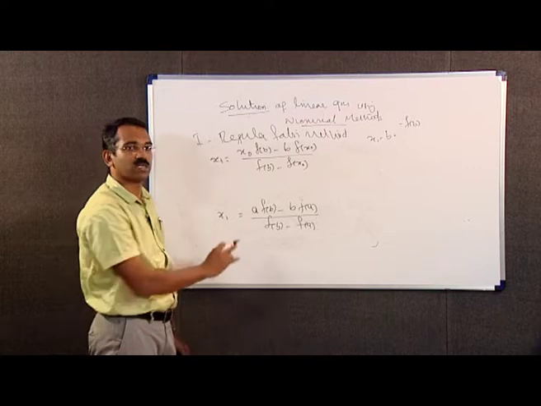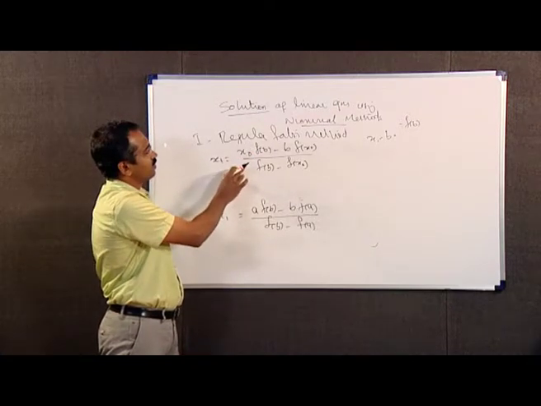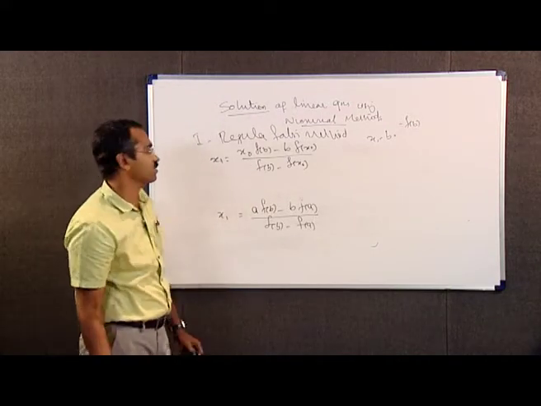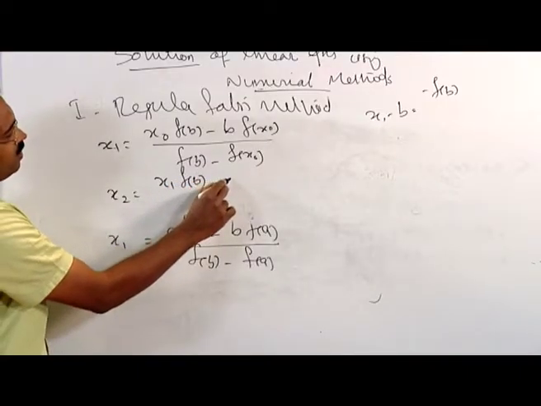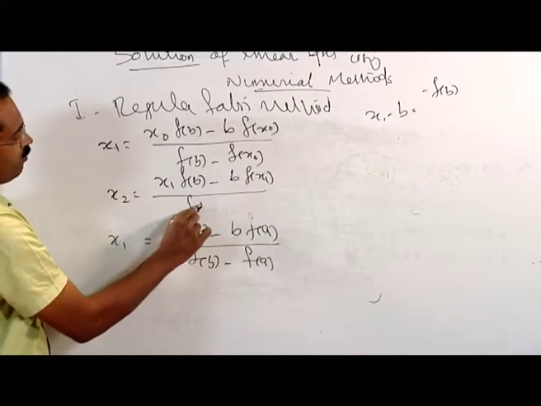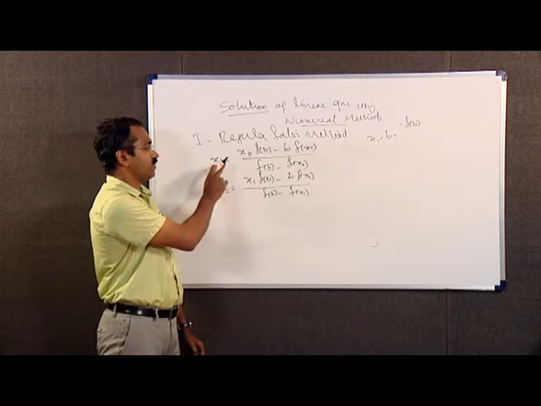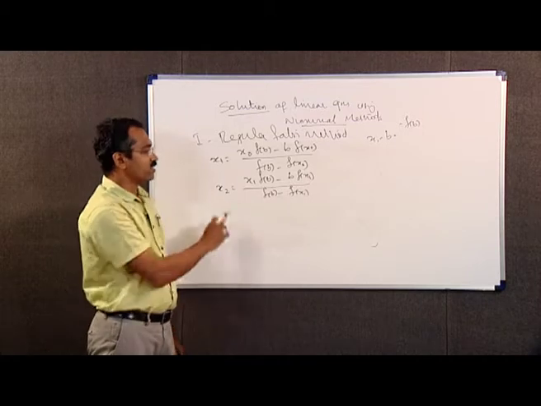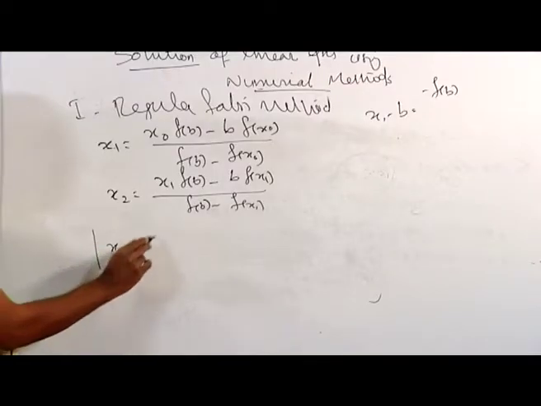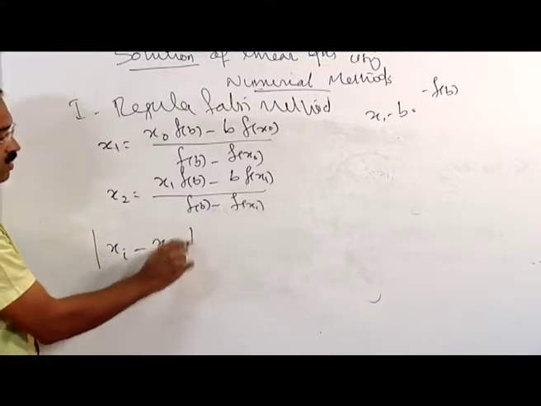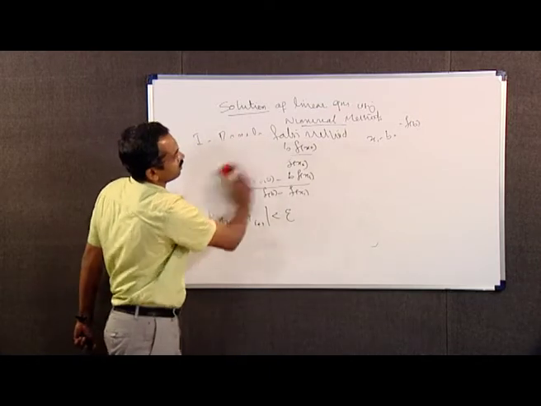Assuming x1 as an approximation of the root, a still better approximation can be obtained by replacing x naught by x1. That is, we get x2 is equal to x1 into f of b minus b into f of x1 divided by f of b minus f of x1. Here x2 is a better approximate value of the actual root than x1. This process of iteration is continued till the required accuracy is obtained, that is, modulus of xi minus xi plus 1 is less than epsilon, where epsilon is a very small positive number. This is the regula falsi method.